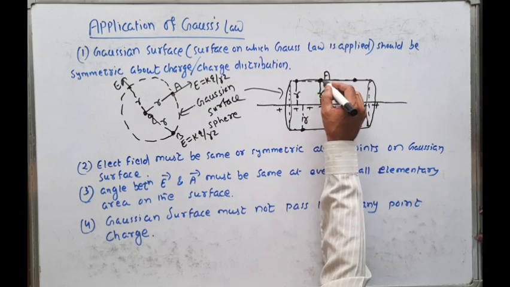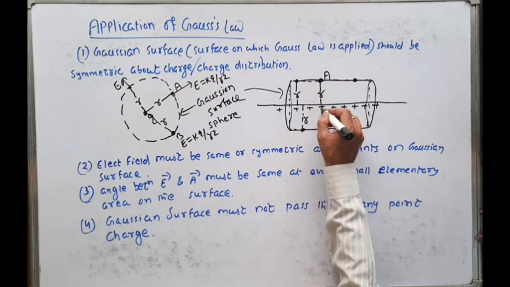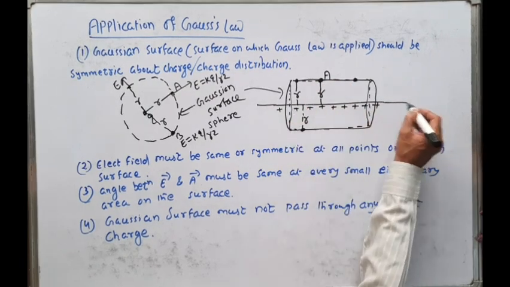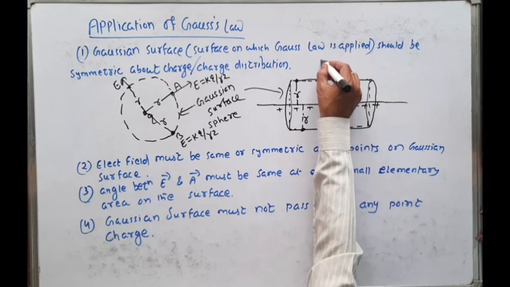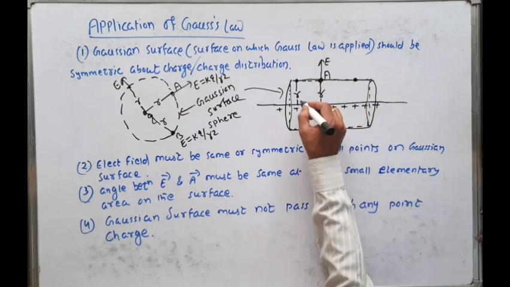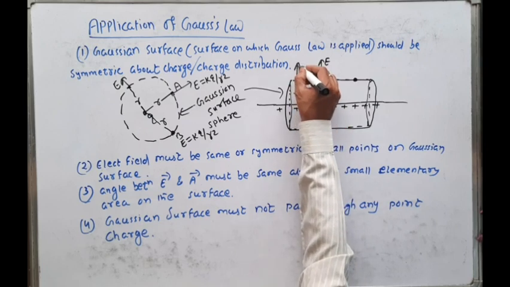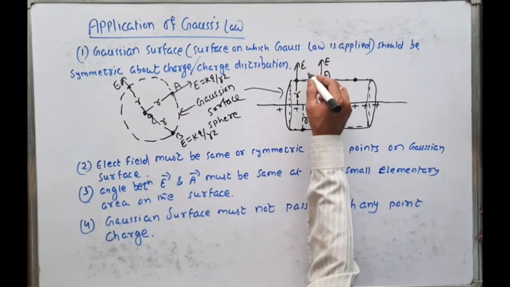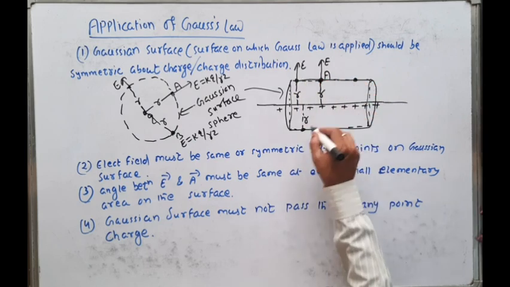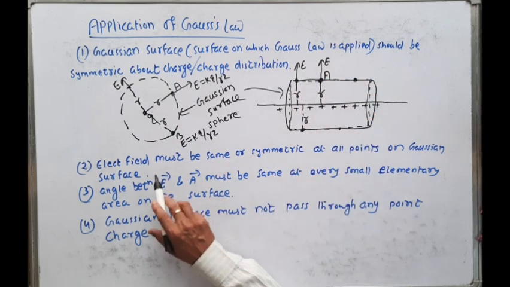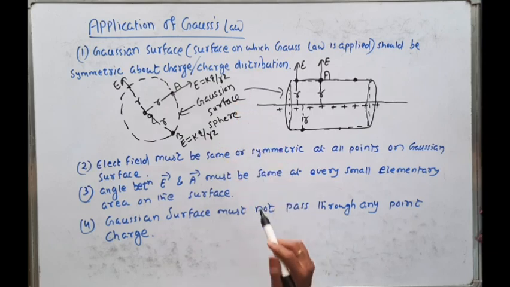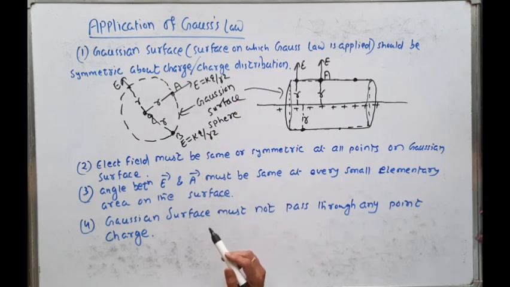Similarly here, if I take this point, this is a positive charge. If it is an infinite conductor, we can say the electric field is normal. If I take another point, the same electric field strength will be there at every point on the surface. So we have to choose a symmetrical surface as the Gaussian surface.